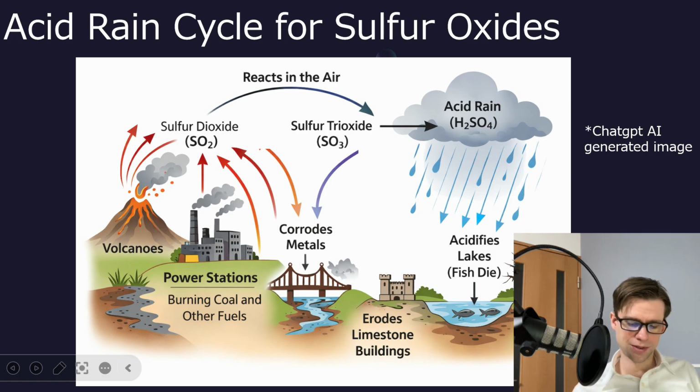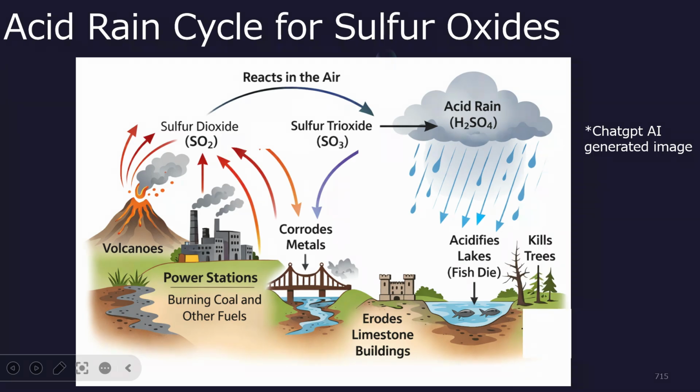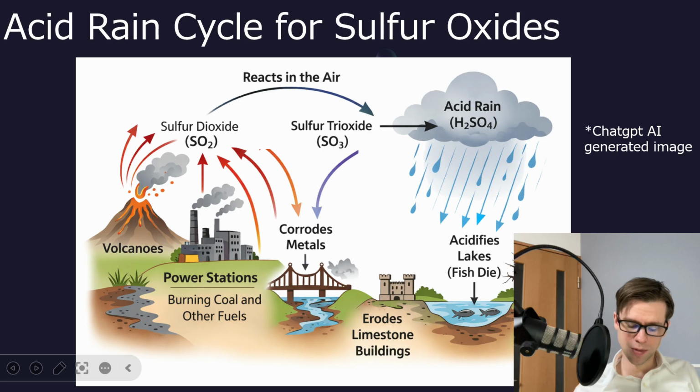So finally here, there's a little cycle you could imagine where volcanoes and power stations release sulfur from the ground, oxidize it into SO2. SO2 can react to make SO3 or react with water. It will make acid rain. This acidifies lakes, fish die. It acidifies the area around trees, trees die. It erodes buildings, it corrodes metals. We didn't talk about that too much, but that can also definitely happen. Things that have metal structures like bridges can corrode.